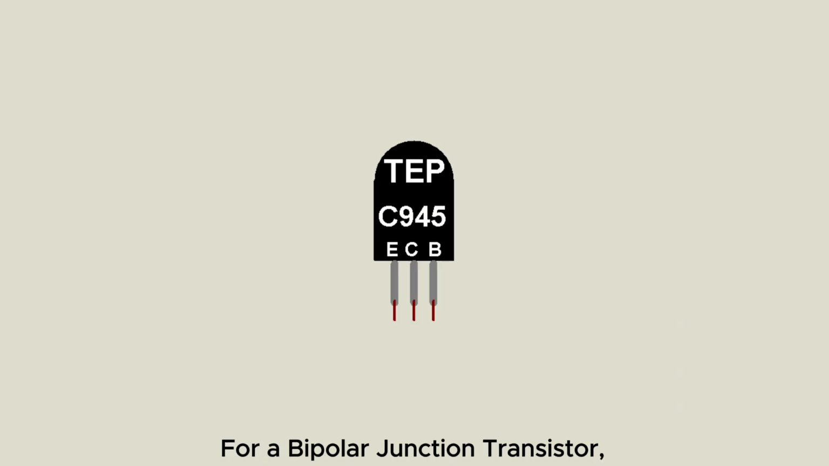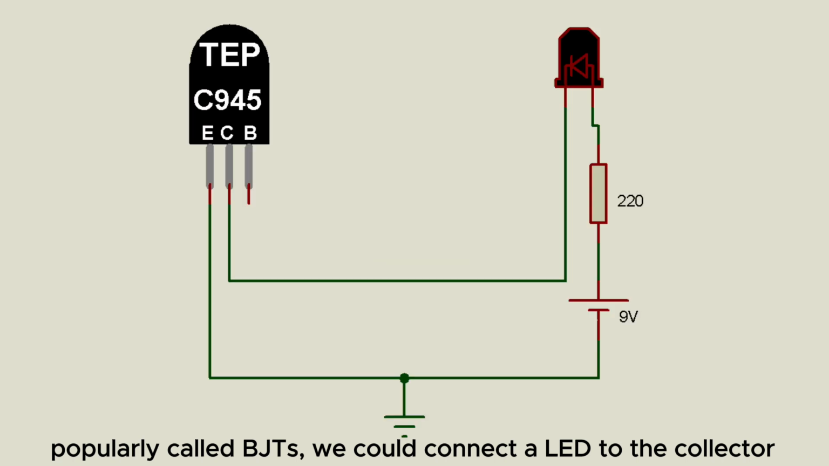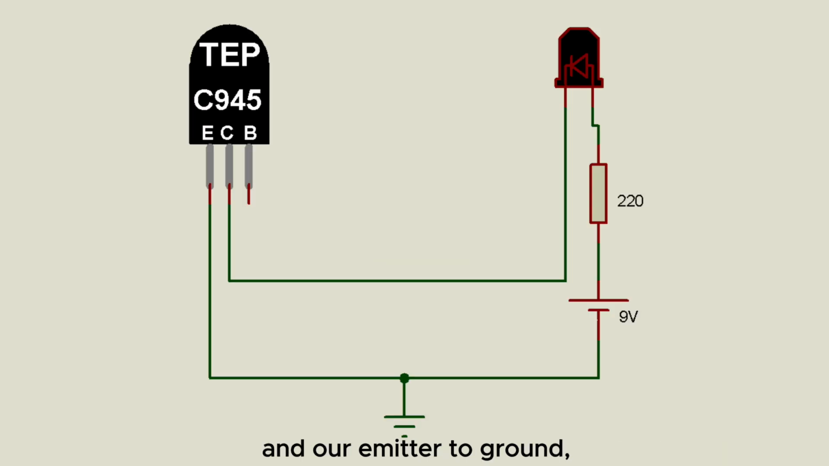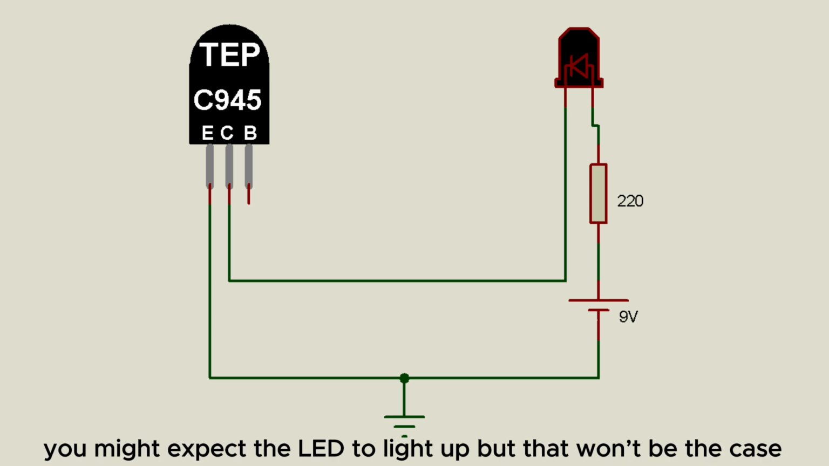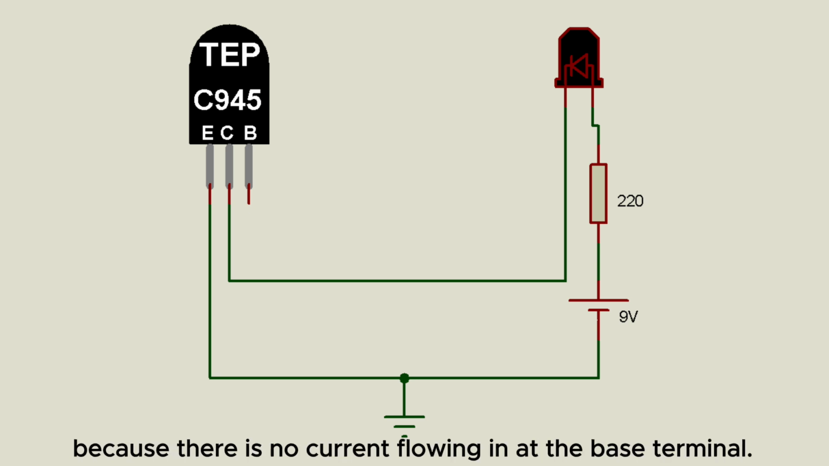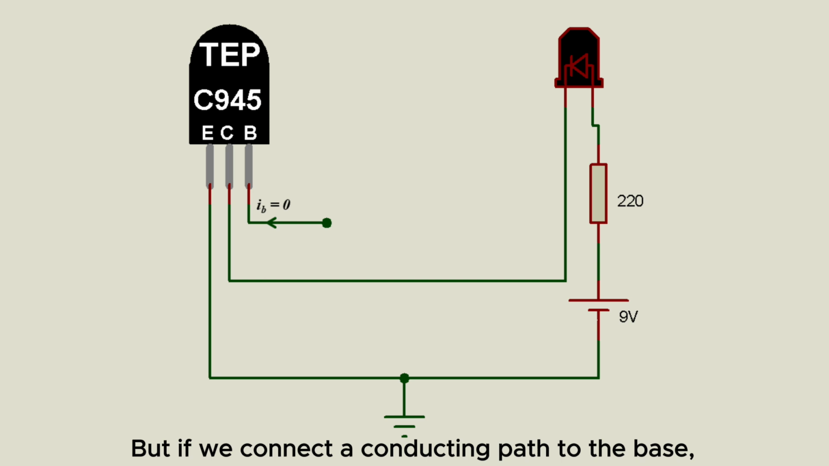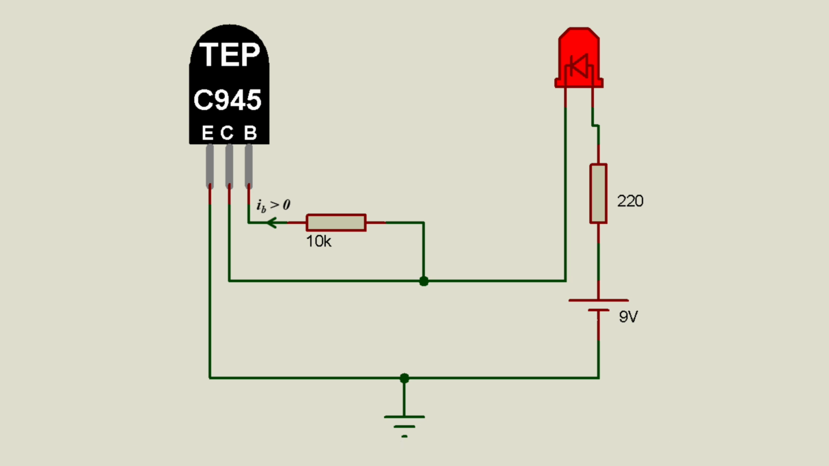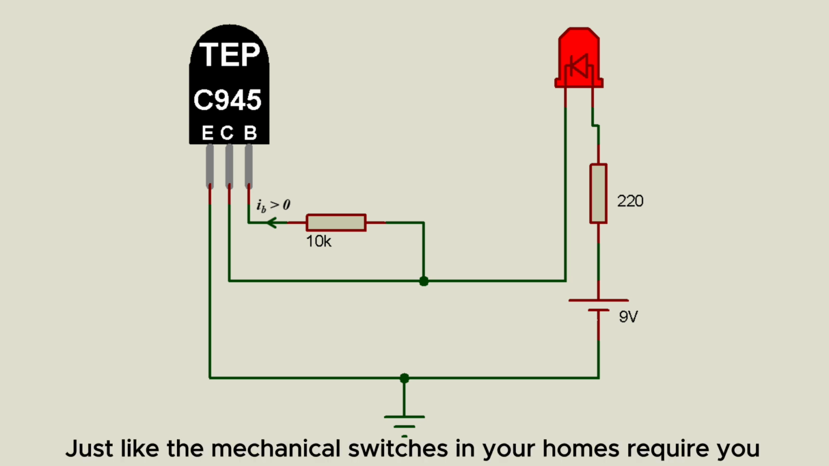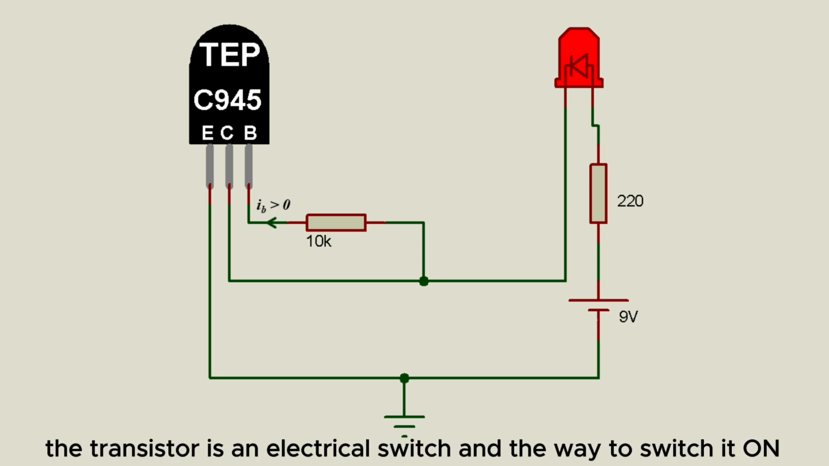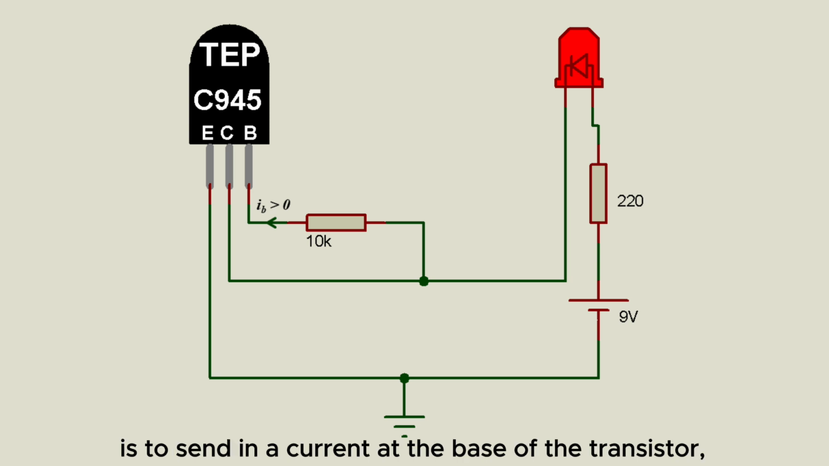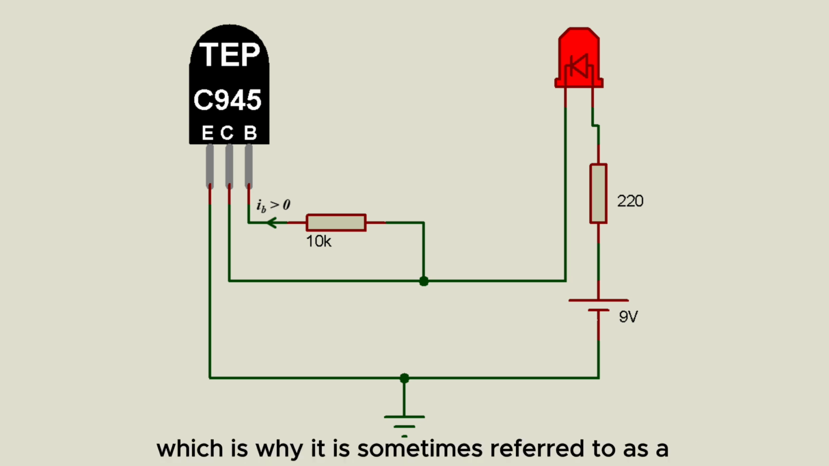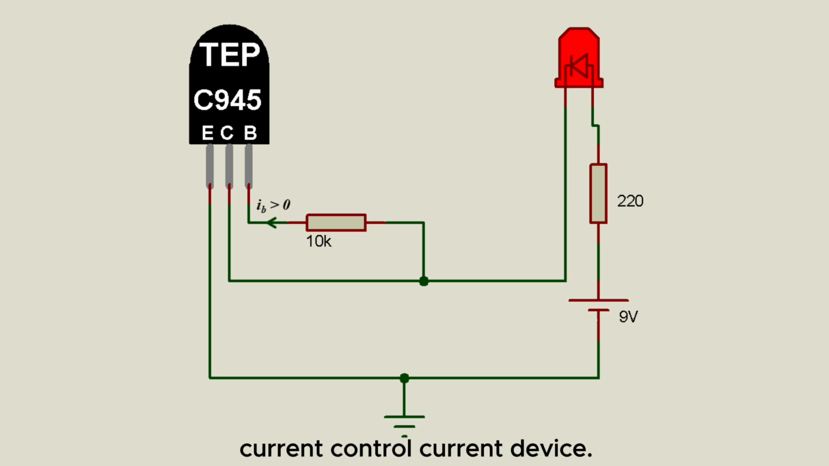For a bipolar junction transistor, popularly called BJTs, we could connect a LED to the collector and our emitter to ground. You might expect the LED to light up, but that won't be the case because there is no current flowing in at the base terminal. But if we connect a conducting part at the base, as soon as there is current, the LED lights up instantly. Just like the mechanical switches in your homes require you to physically flip it on and off, the transistor is an electrical switch, and the way to switch it on is to send in a current at the base of the transistor. This is why it is sometimes referred to as a current controlled current device.